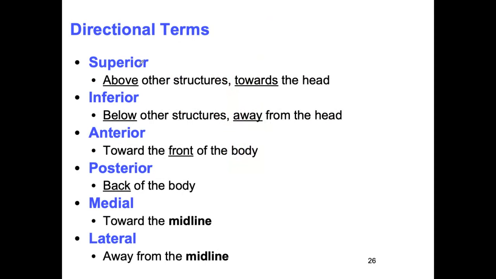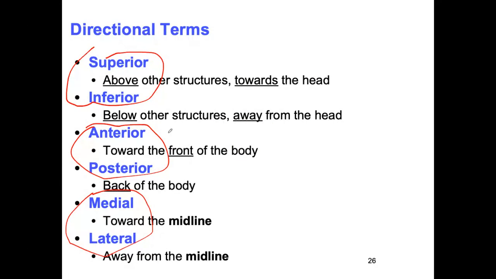Important landmarks to know. Some of the directional terms: superior and inferior are opposites, anterior and posterior are opposites, and medial and lateral are opposites. Superior is above and inferior is below. Superior is when you're moving towards the head, and inferior is when you're moving away from the head. Anterior is the front of the body, posterior is the back. Another name for anterior, remember, was ventral, and another name for posterior was dorsal. They're opposites.